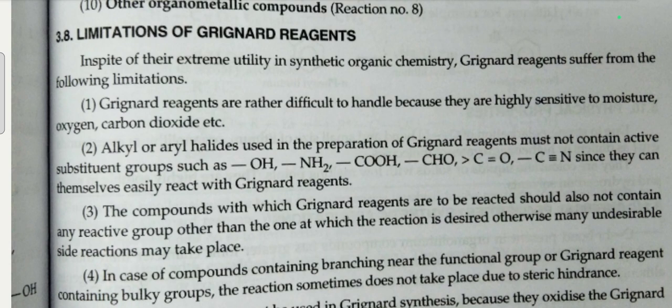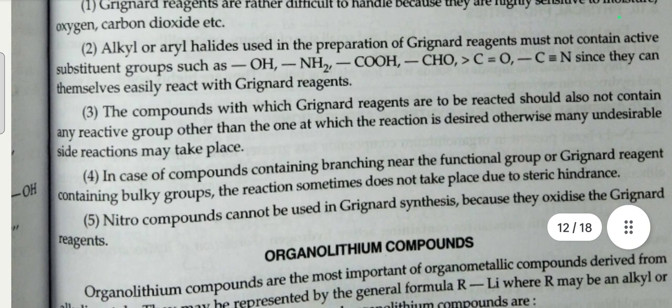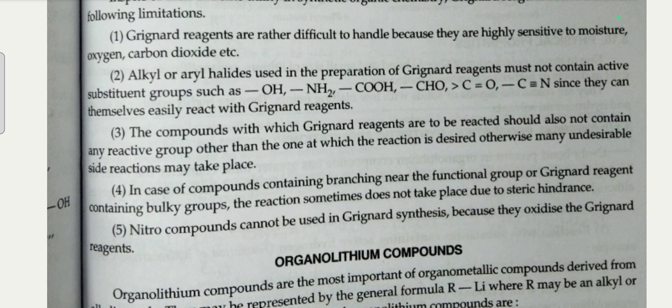Fourth, in the case of compounds containing branching near the functional group or a Grignard reagent containing a bulky group, the reaction sometimes does not take place due to steric hindrance. Fifth, nitro compounds cannot be used in Grignard synthesis because they oxidize the Grignard reagents.